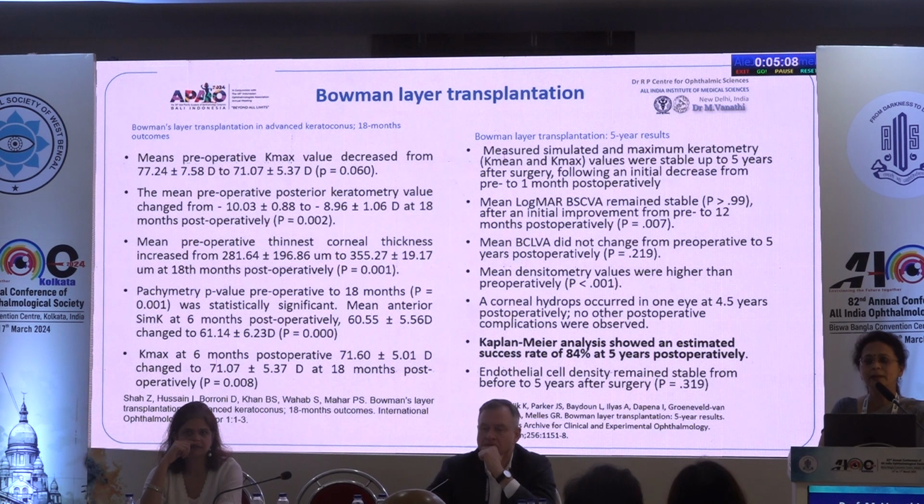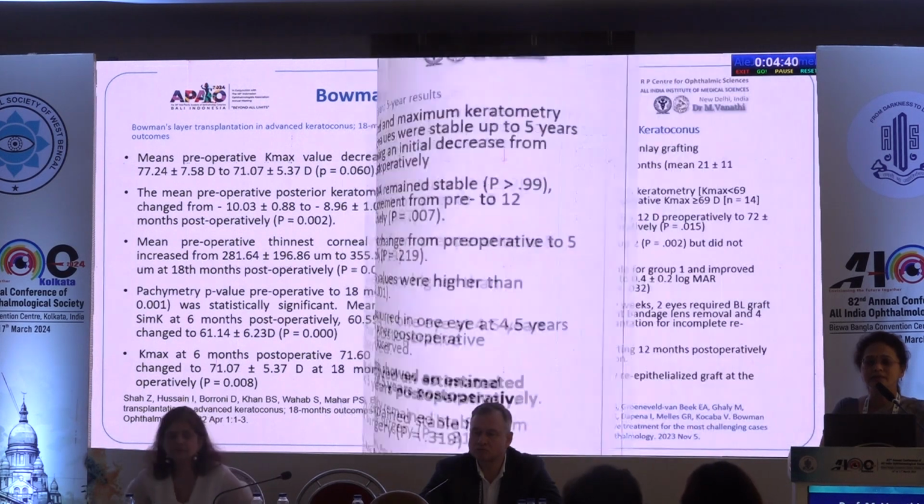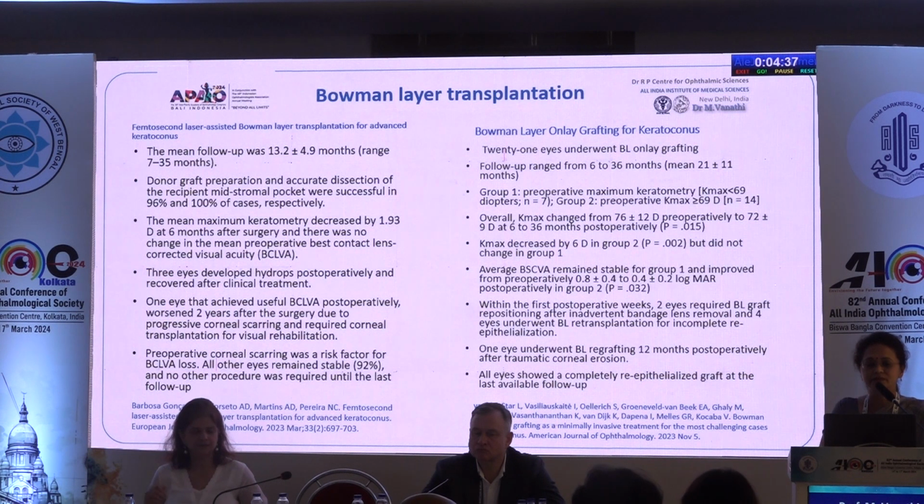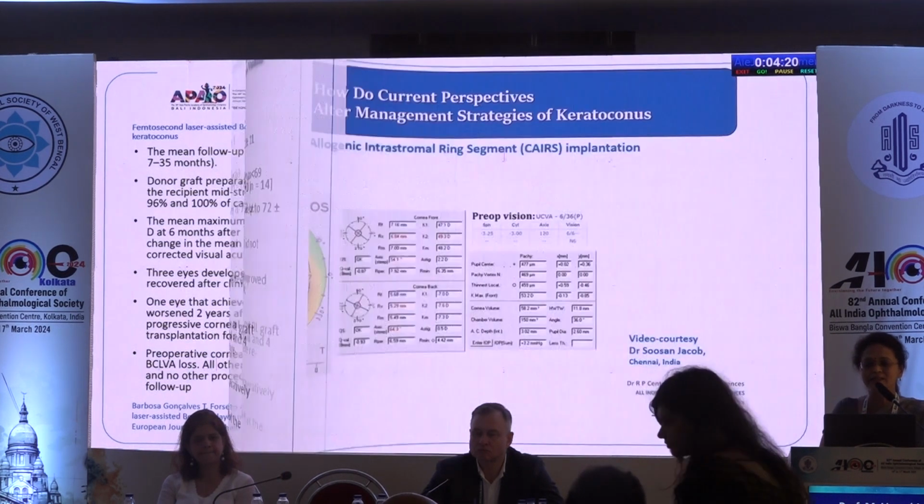We currently just have about 3 or 4 authors who have shared their experiences, and when you look at long-term results of Bowman's layer transplantation for advanced keratoconus, we have results with over 18 months follow-up. We have one other larger one which talks about 5-year results, and most have indicated a success rate close to about 85% at 5 years post-operative, and they advocate this as a replicable, reliable procedure. I per se do not have an experience with Bowman's layer transplantation. Bowman's layer onlay grafting for keratoconus is also a variation which has been described with just about one study on 20 eyes, and which is also claimed to produce acceptable results in these patients.